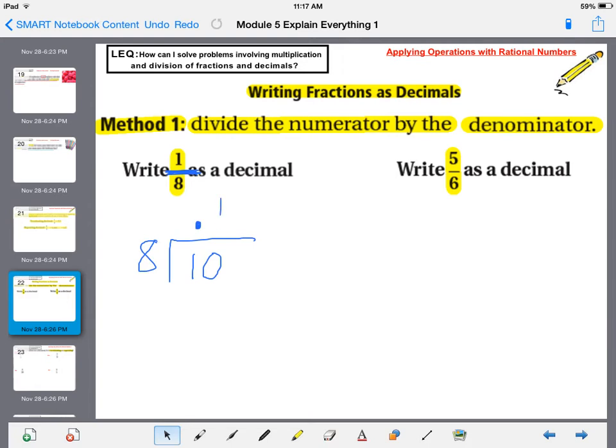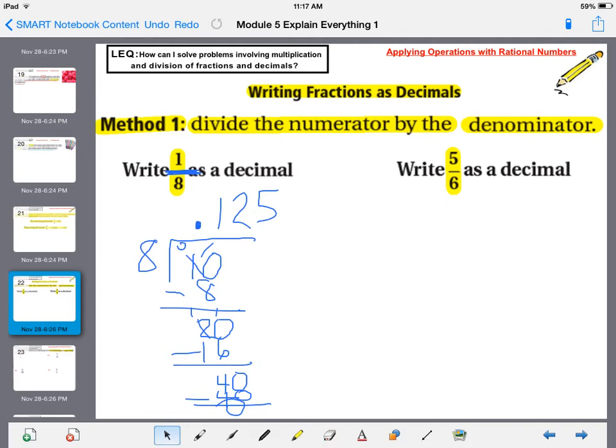8 goes into 10 one whole time. If I take 8 from 10, I get 2. I'm going to keep adding zeros until I reach either a terminating decimal, one that ends, or a repeating decimal, one that repeats. 8 goes into 20 two times, and I take 16 from 20, and I get 4, and I'm going to keep adding zeros until I reach either a terminating or repeating decimal. 8 goes into 40 5 whole times, and I subtract 40.